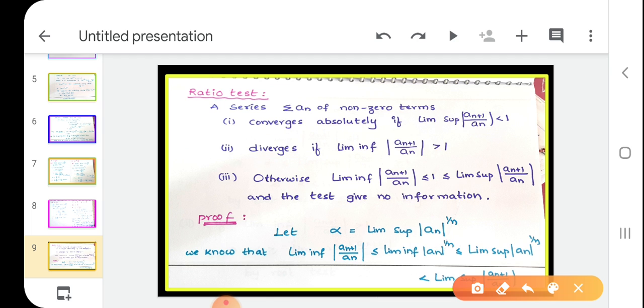See, first let alpha equal the limit supremum of an whole power 1 by n. What is alpha? The limit of the given series an whole power 1 by n, by the root test. In the root test, the value of alpha is already given, but here we take alpha equals the limit supremum of an whole power 1 by n. In the first unit, first topic, sequences, we learned this.